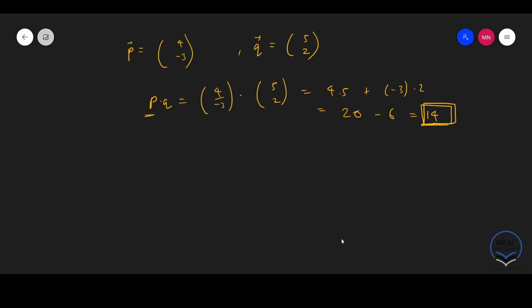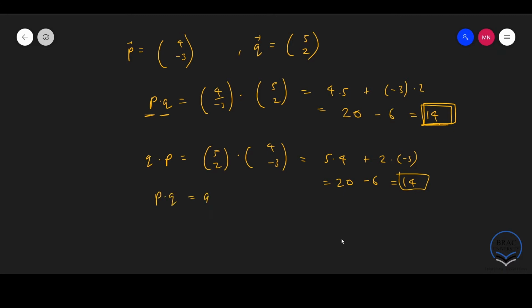If I interchange the order and take the dot product, I will have q dot p. This is 5, 2 dot 4, minus 3, which gives me 5 times 4 plus 2 times minus 3. This is also 20 minus 6, which is 14. So we can see that p dot q is equal to q dot p.